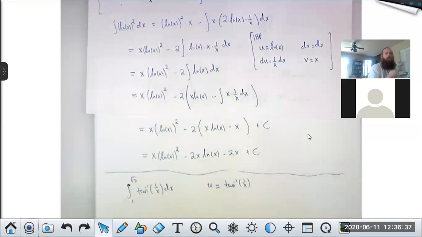So then du equals, so the derivative of inverse tangent was 1 over 1 plus x squared. But it doesn't necessarily work that way if you have 1 over x.